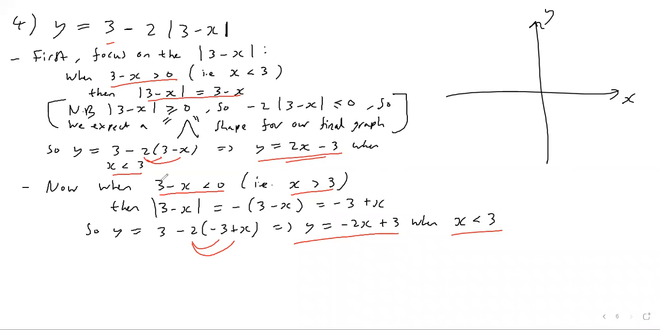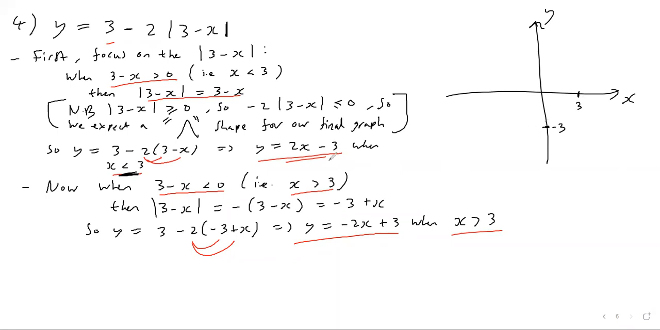Okay, so we've got the y-axis there, the x-axis there. I think I made an error here. Yes, I have. Sorry, this is the wrong sign down here. x should be greater than 3 down there. Okay, so when x is less than 3 over there, we've got the graph y equals 2x minus 3. Let's just say 3 is there. So when x is less than 3, we've got this 2x minus 3 graph here, which has a y-intercept of minus 3.